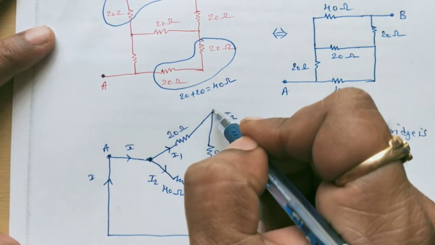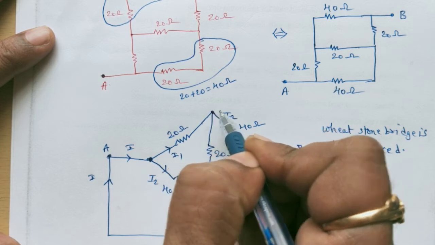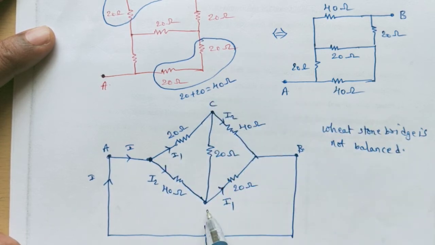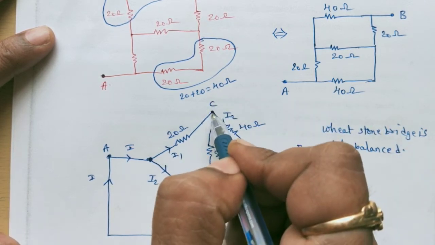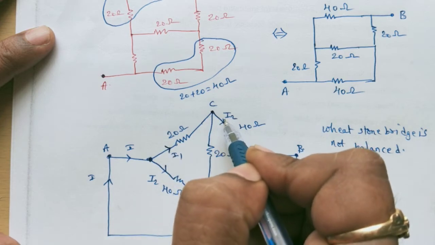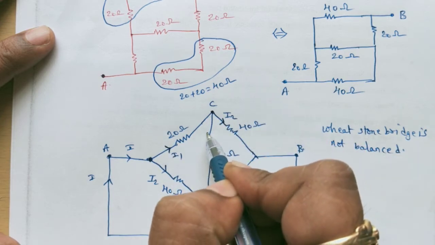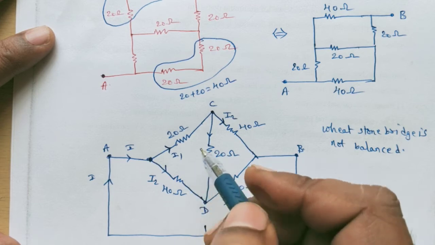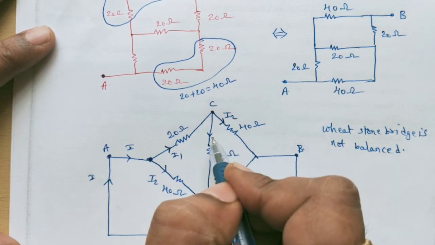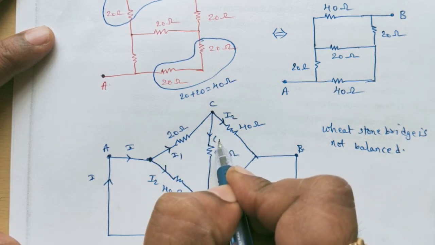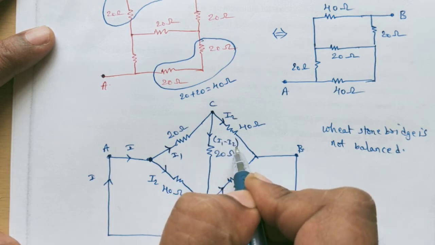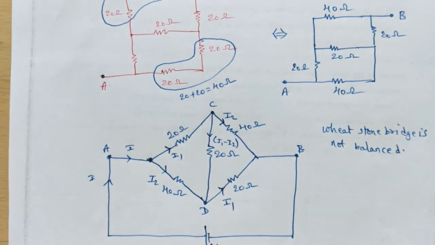Here one node I am choosing, students. Let me take this one as C and this one as D. At C, what happened? I1 is coming here, and at C, I2 is going. So along this 20 ohms resistance, based on the node rule, we are getting I1 minus I2. This is the simple thing we know.